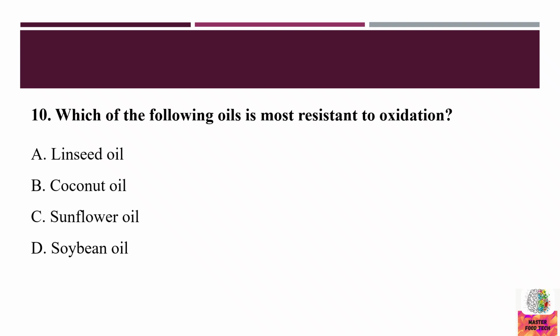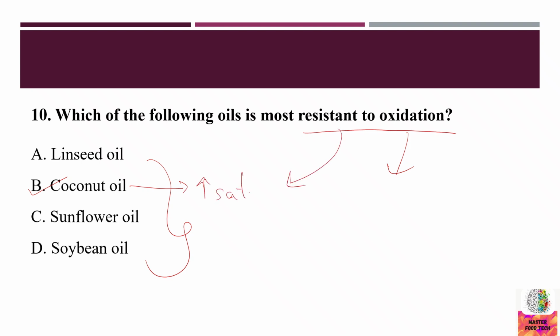Next, which of the following oils is the most resistant to oxidation? Oxidation resistance means when oils have more saturated fatty acids. So here coconut oil is highly saturated, making it more stable against any oxidation procedure compared to the other oils. So as coconut oil is highly saturated, these are resistant to oxidation.